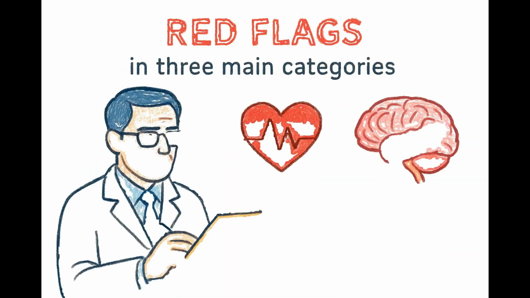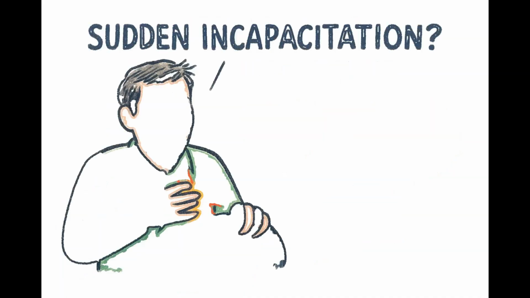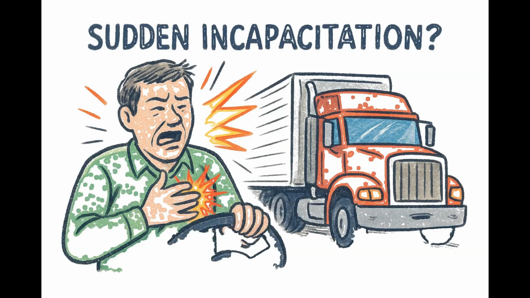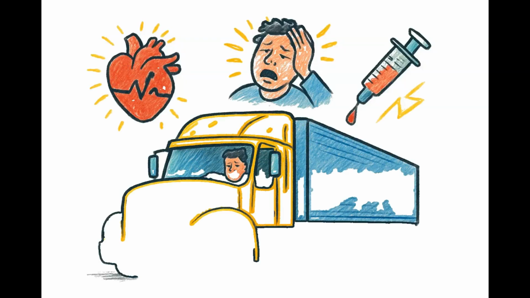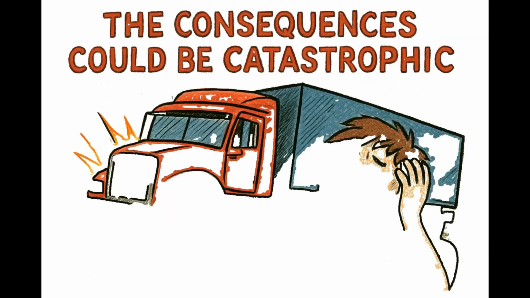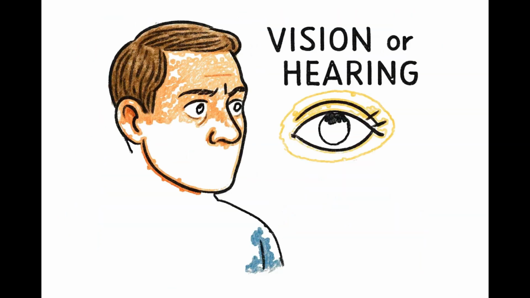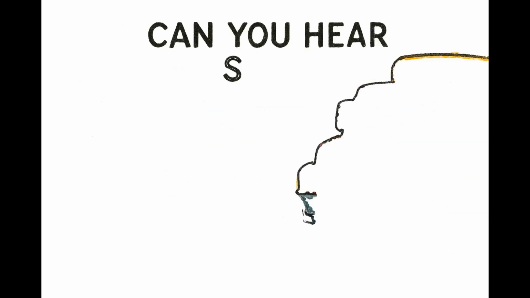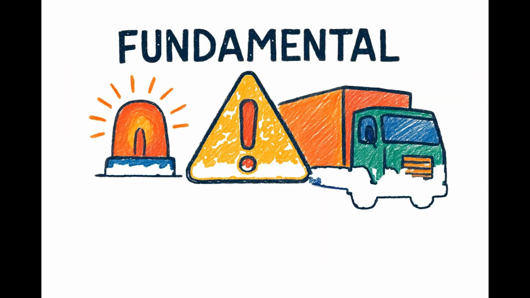Medical examiners are essentially looking for red flags in three main categories. First, is there any condition that could cause sudden incapacitation? Think about a sudden heart attack, a seizure, or a diabetic emergency behind the wheel of an 80,000-pound rig. The consequences could be catastrophic. Second, they check for anything that could impair your control of the vehicle. This includes issues with your vision or hearing. Can you see that four-wheeler cutting you off? Can you hear a siren or another truck's horn? It's fundamental to safe operation.